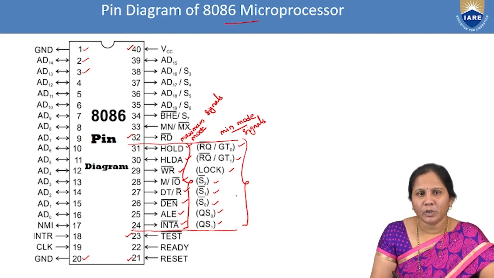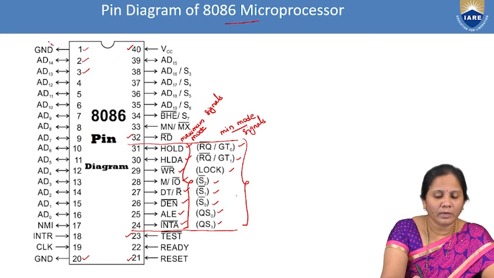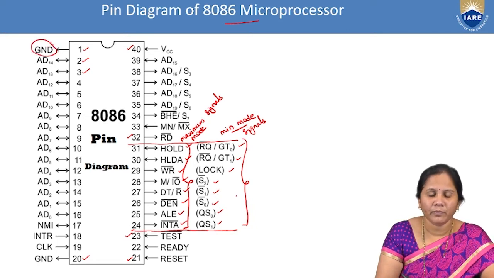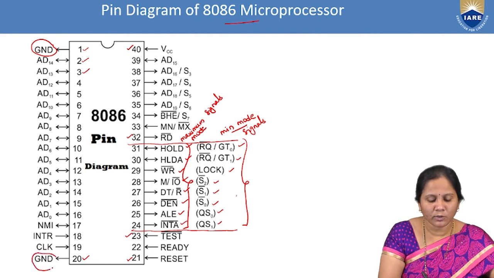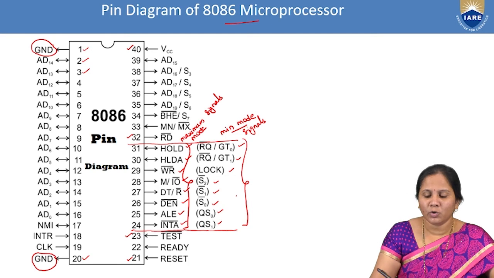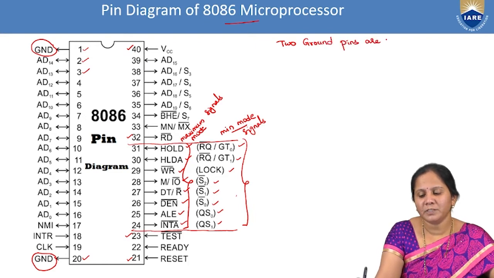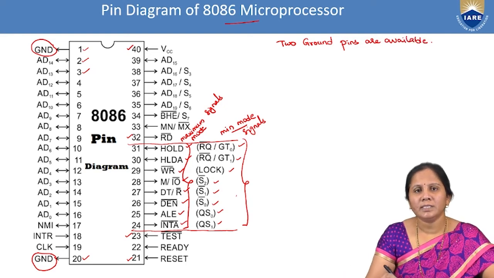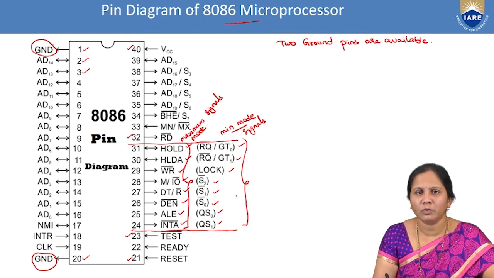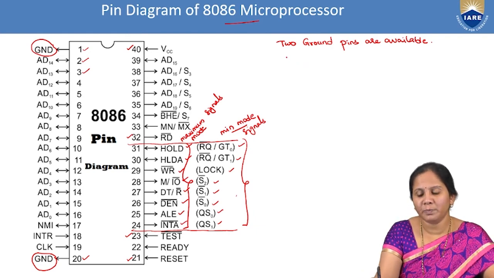So coming to the pin configuration of the 8086 microprocessor, pin number 1 is ground, and pin number 20 is also a ground signal. So in the 8086 microprocessor, totally 2 ground pins are available. The purpose of these 2 ground pins is to cancel the noise.